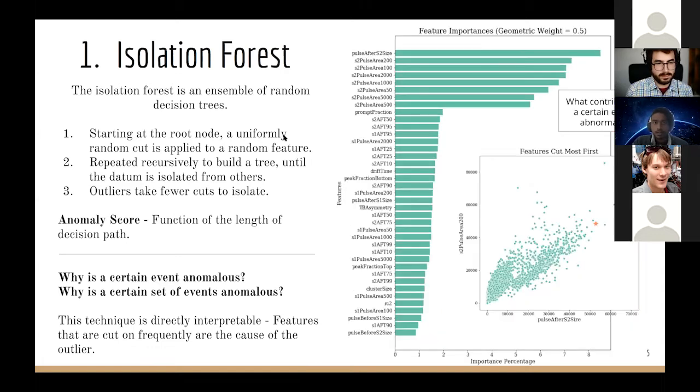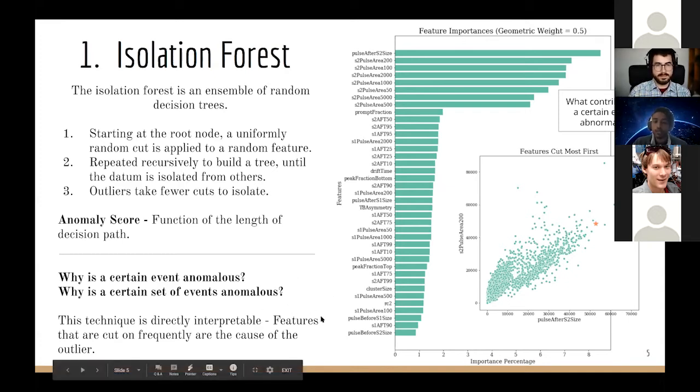So isolation forests have a pretty cool feature: they're directly interpretable. So you can ask questions like, why is a certain event anomalous? What are the features that cause it to be anomalous, or why is a certain set of features collectively anomalous? And the way you do this is by looping through all the trees in your isolation forest and counting the features that are cut on the short decision trees. In other words, you're counting the features that are cut for the outliers.